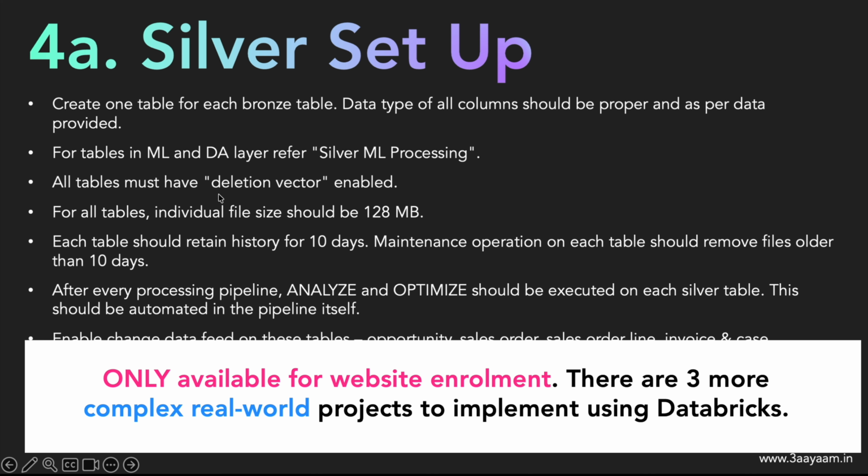All tables must have deletion vector enabled, irrespective of whether they are in the silver layer, silver ML, silver DA, or gold layer. For all tables, individual file size should be 8 MB. It was 128 MB, but I don't think that is needed. It's better that you use 8 MB or 16 MB. 16 MB is also fine because the size of the file is already small. 8 MB would also be pretty big. So make sure that the individual file size is anywhere from 8 MB to 16 MB. Each table should retain history for 10 days.